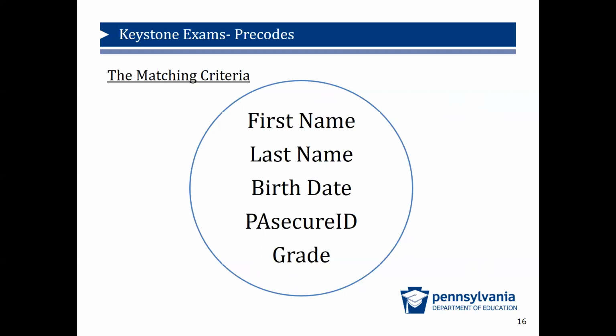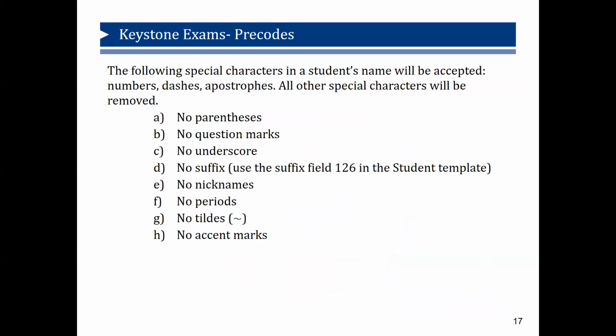Please make sure the student's PA Secure ID is unique to the student. Students with 2 IDs or 2 students sharing 1 ID have to be resolved. Contact the PIMS Application Support Desk for help with PA Secure IDs. If there are any special characters other than numbers, dashes, and apostrophes, it will cause a mismatch in the testing vendor system, and the LEA will have to manually match each student.